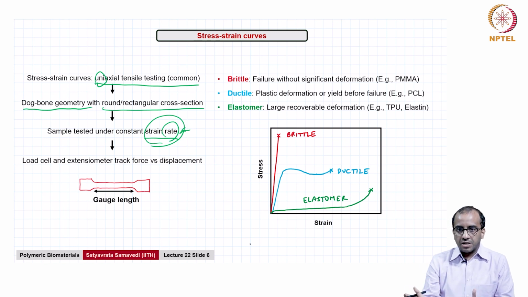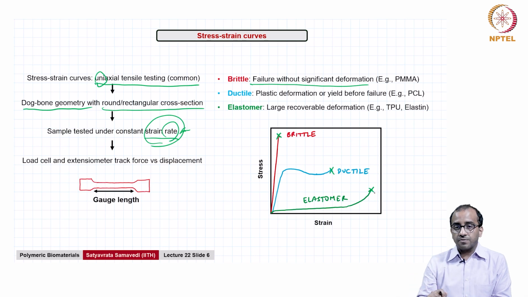Now, this is a very famous picture. You will see this in almost any textbook that you can look up, and the behavior is classified based on the qualitative nature of the stress strain curve that we get across brittle, ductile, and elastomer-like. Now, brittle materials are materials or polymers that undergo failure without significant deformation. So, you see the point shown in the X here represents the failure point. So, these brittle materials fail very quickly without much deformation.